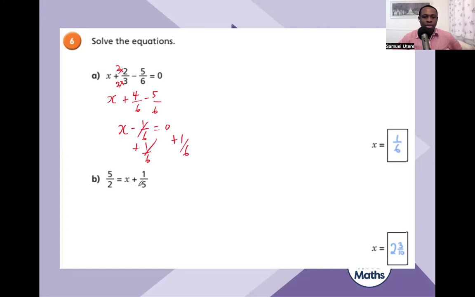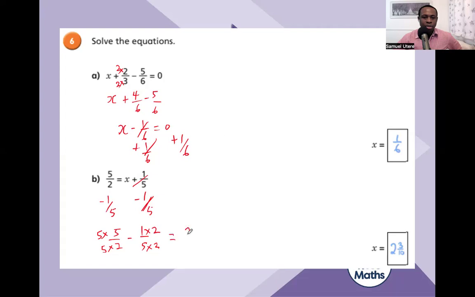So the inverse will get rid of adding 1/5. So we do minus 1/5 on the right-hand side and minus 1/5 there. That's now gone. So the problem we have to deal with is to find x, we have to do 5 over 2 minus 1/5. Now we need a common denominator, which means we need to multiply by 5 to make that 10. We'll multiply that by 5. We'll multiply this by 2, and we'll multiply this by 2.